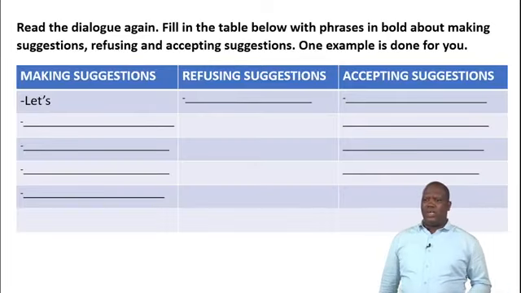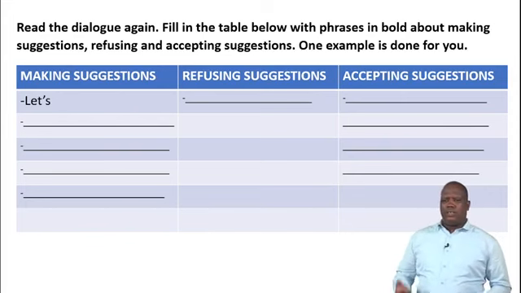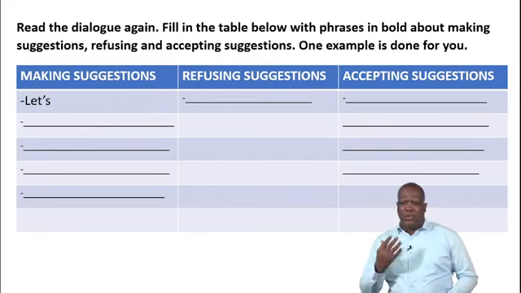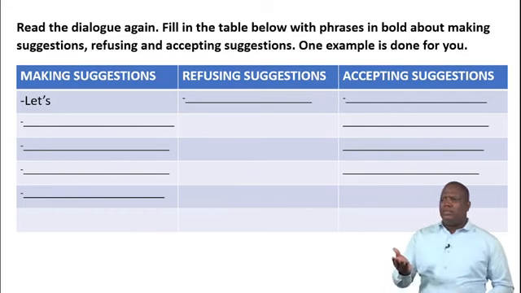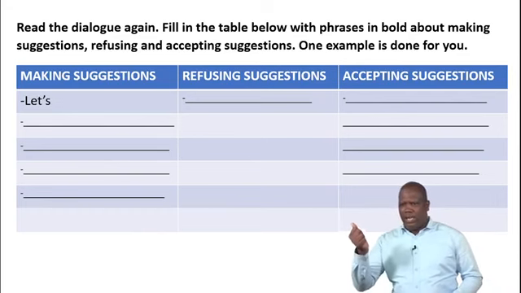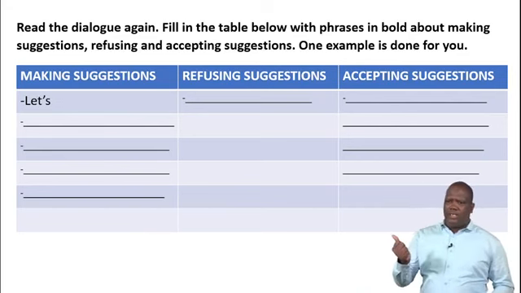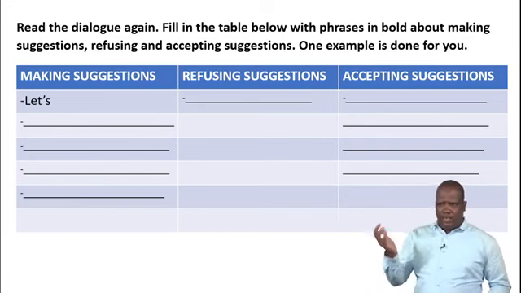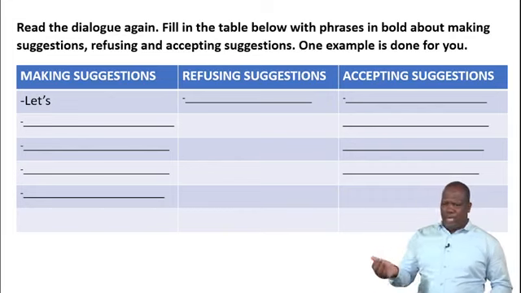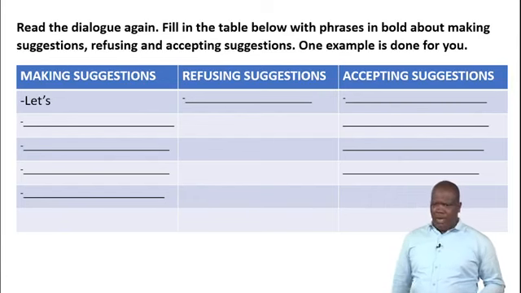This is the table you're going to fill in by reading the dialogue. Let me check if you know exactly what I'm asking you to do. What should you do first? Okay, great. Read the dialogue. And when you finish reading the dialogue, what should you do? Fill in the table with what? Yes, phrases for doing what? For making, refusing, and accepting suggestions. Okay, great. Now go ahead. You have 5 minutes.